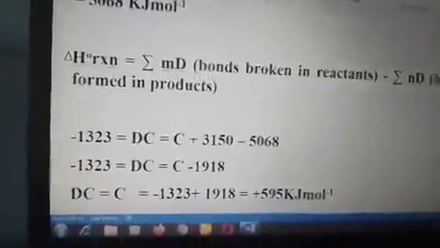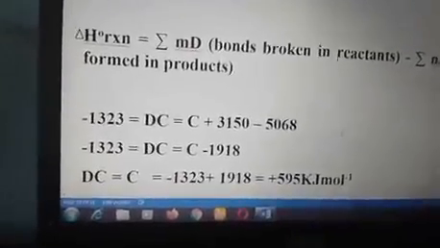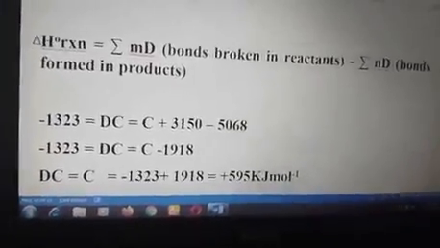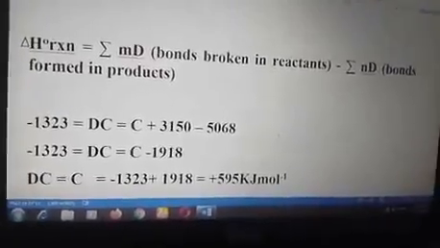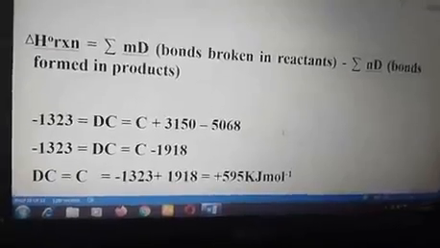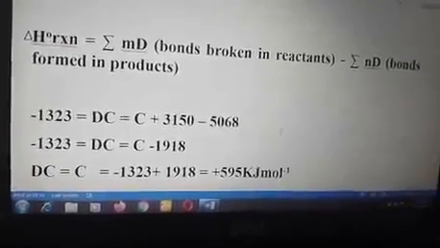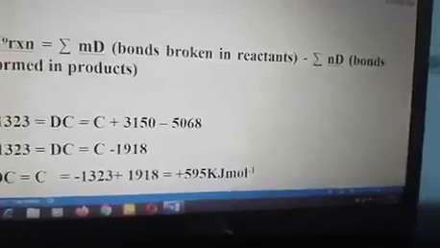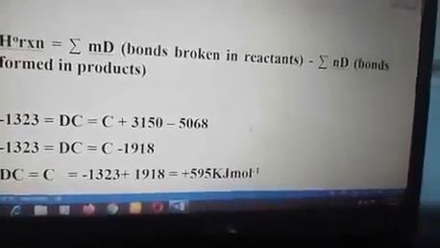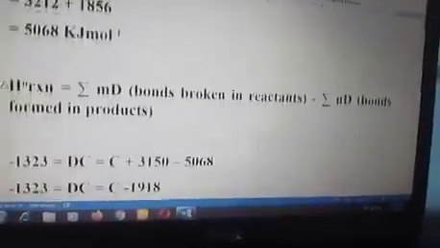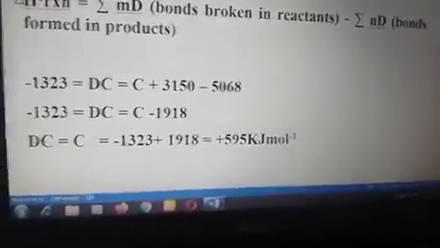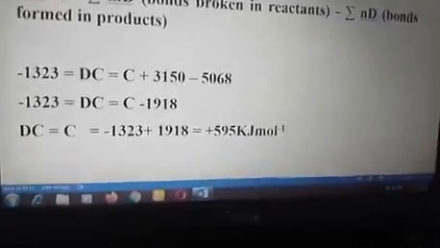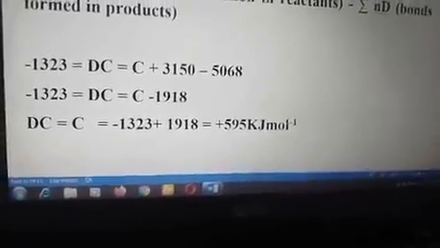So we'll now substitute. The heat of combustion is given to us already in the equation as minus 1323, equal to the bond broken in the reactants, or total bond energy in the reactants, which is D, the unknown bond energy of carbon to carbon double bond which we are looking for, plus 3150. Then minus the bond energy for the products, which is 5068, which we obtained a few minutes ago. So we'll now make D the subject. We'll add 3150. 3150 minus 5068 gives us minus 1918.